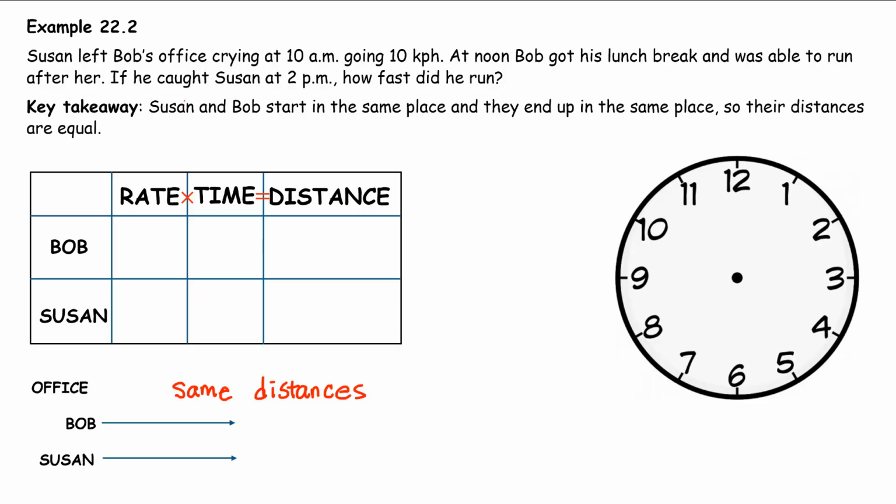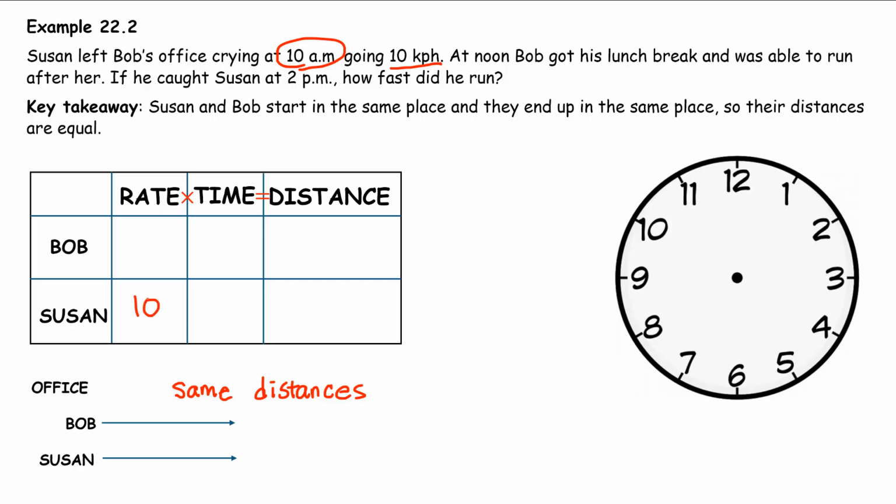Okay, so what does it tell us? Let's start with Susan, I guess. Susan left Bob's office crying at 10 a.m. That does not tell us her time. It just tells us what time she left. Her time is going to be a number of hours, so that's not telling us her time. But we do know that she's going 10 kilometers per hour. So that is her rate, and we will put that right here.